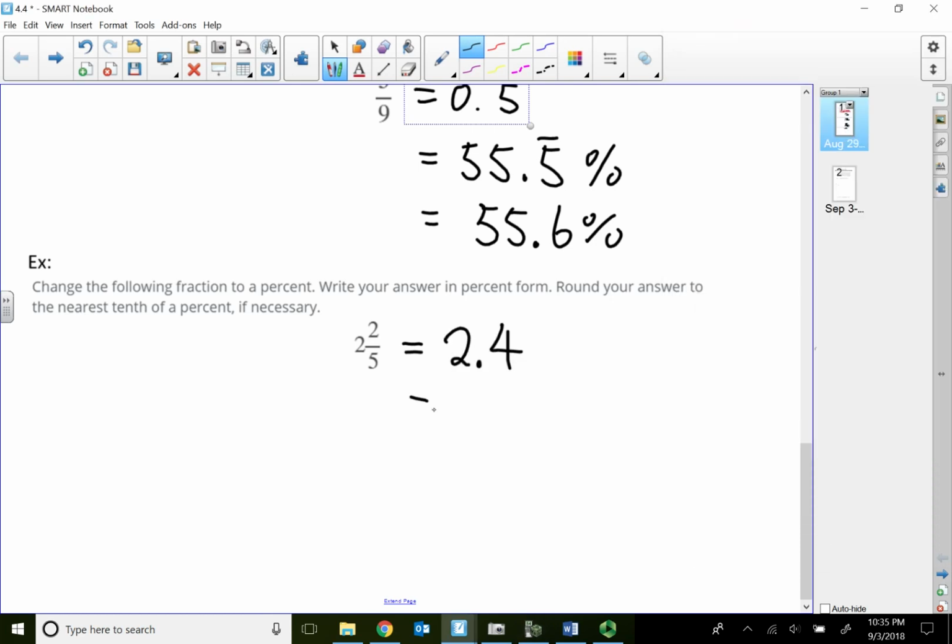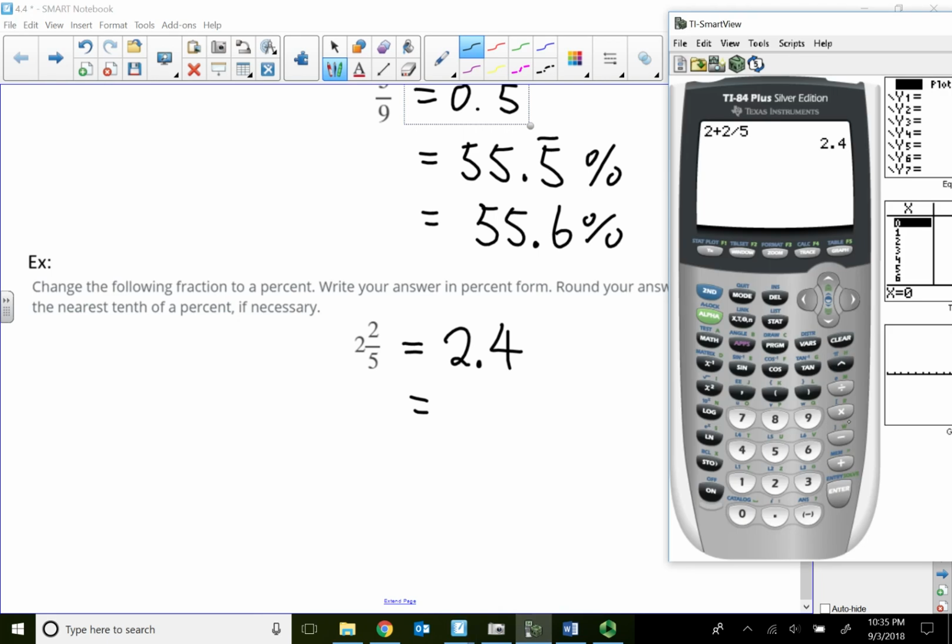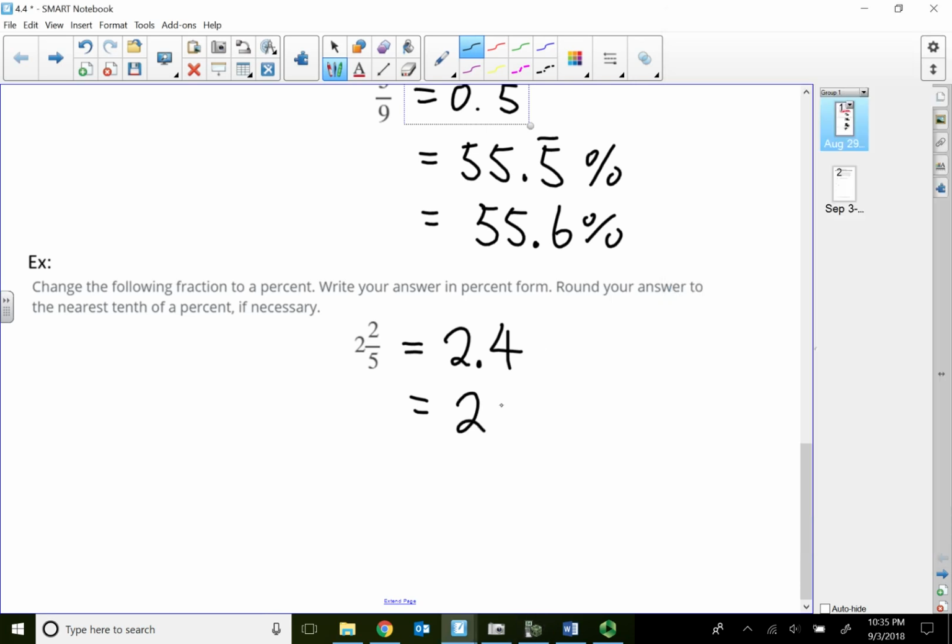To convert into a percent, I'm just going to say times 100 or move my decimal to the right 2 places. If I move to the right 2 places, that gives me one empty space behind the 4 to put my 0 in. That's why the answer is 240%. Like I said, the 2 is already 200%, so the 2/5 just gives me an additional 40%.